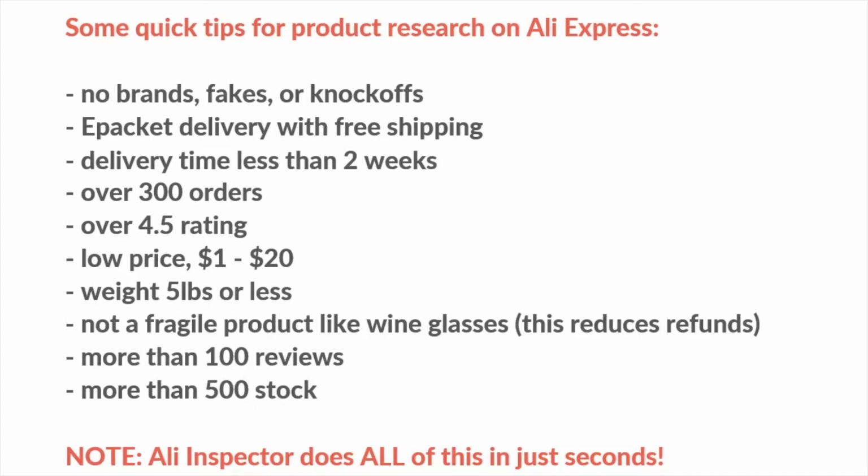And then you want to see products that have over 300 orders and a rating over 4.5. And you want to look for low-priced items so you can mark them up pretty high, so between $1 to $20. Also, you want to look at products that don't weigh a lot because it will cost more for shipping. And try to stay away from fragile products like wine glasses. Those types of things can really reduce refunds. In addition, you want to look for products that have more than 100 reviews and have at least 500 in stock. And the cool part is, AliInspector can do all this in just seconds.